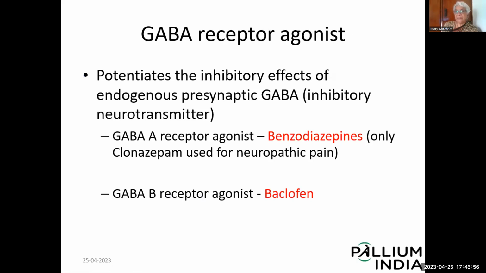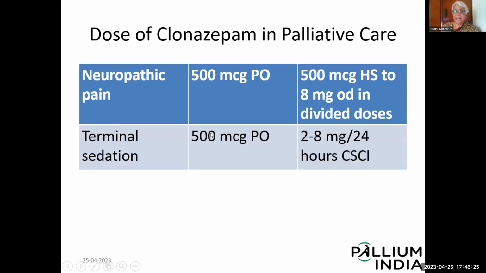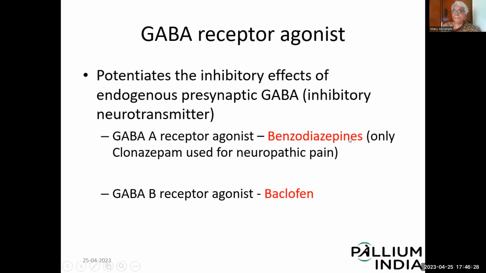Now, GABA receptor agonists. It's another category of adjuvant drugs that you can use. How do they act? They potentiate the inhibitory effect of GABA, which is an inhibitory neurotransmitter. So the agonist is actually potentiating the effect of GABA. Now GABA exists in 2 forms, GABA A and GABA B. GABA A agonists include the benzodiazepines, out of which clonazepam is the one that is useful for neuropathy. And the GABA B receptor agonist is baclofen.